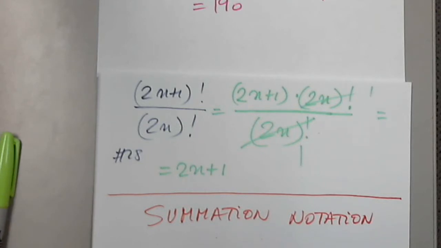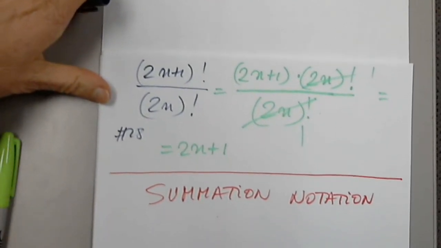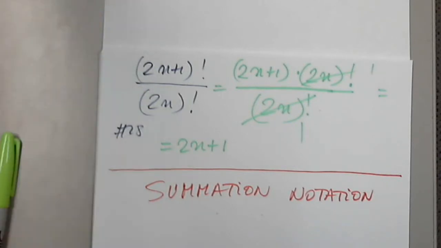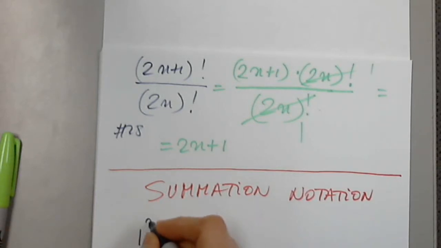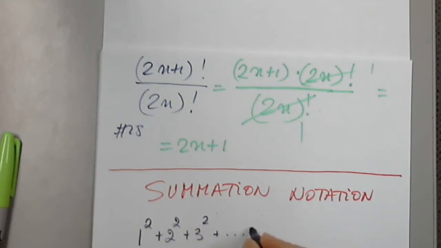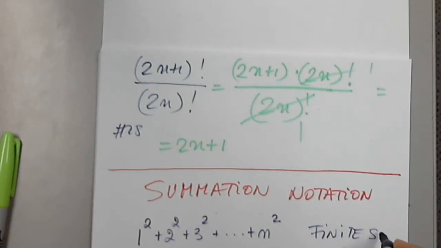Okay, summation notation. So let's take a look at the following representation. So, factorial, but with sums, isn't it? No, it has nothing to do with factorials. Well, factorials can be part of a summation notation, but not necessarily. Okay. So let's take a look at 1 squared plus 2 squared plus 3 squared plus dot dot dot plus n squared. This is what is called a finite sum.